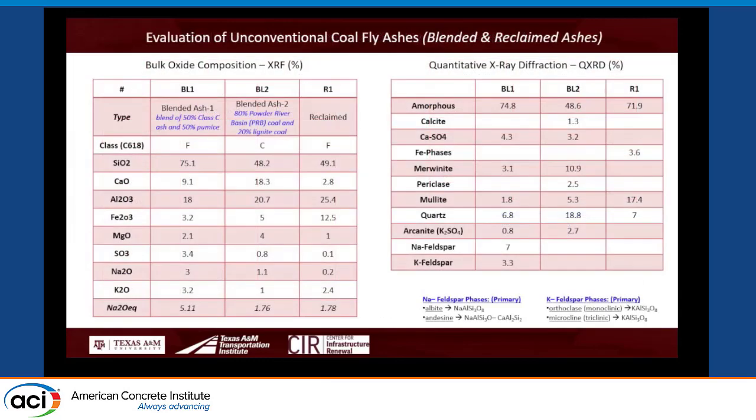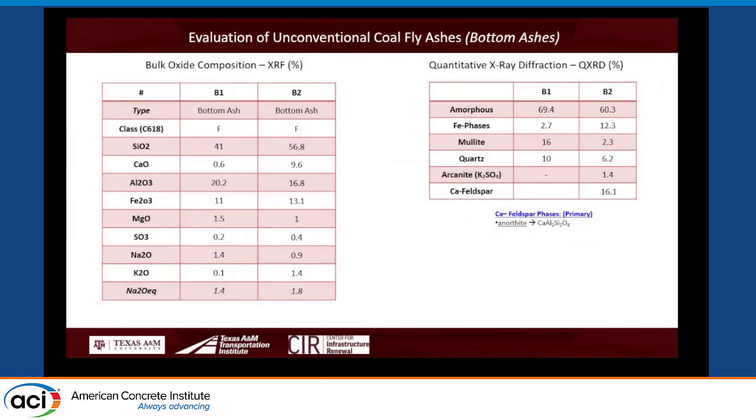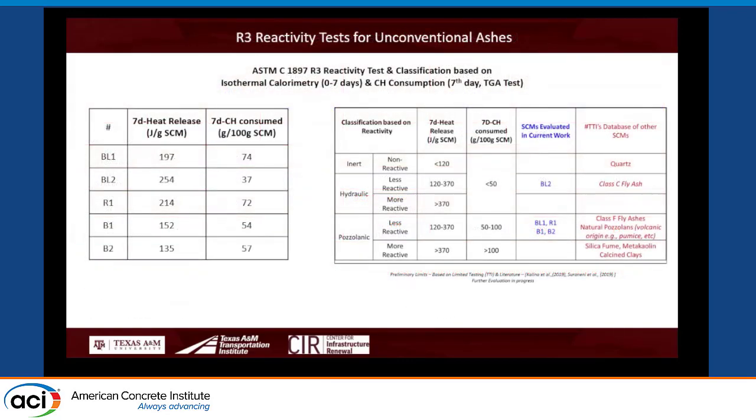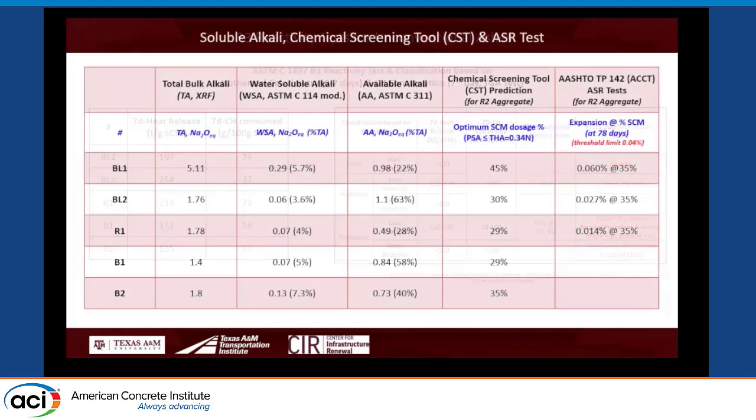Did I mention the available alkali? Okay, see the reactivity. We did, of course, reactivity, and one of the blended ashes is here. The remaining ash is kind of class F. Reactivity is similar to class F.